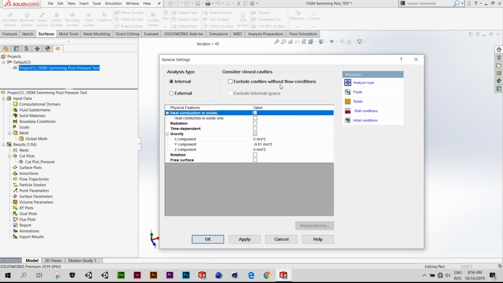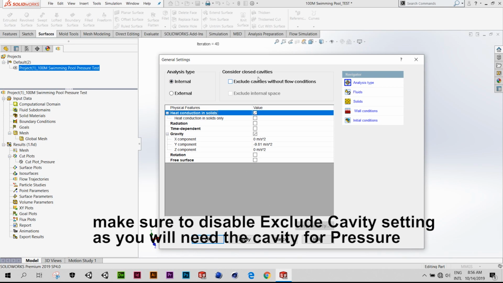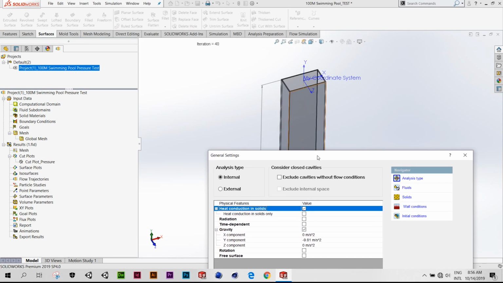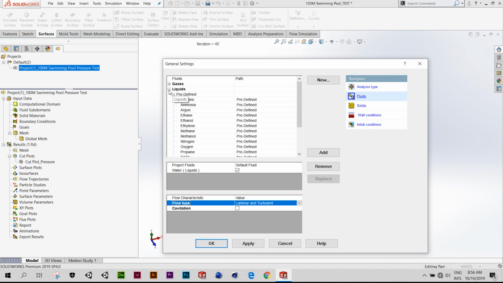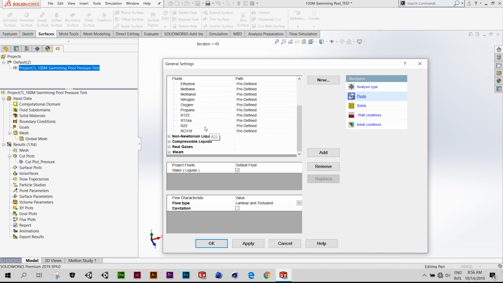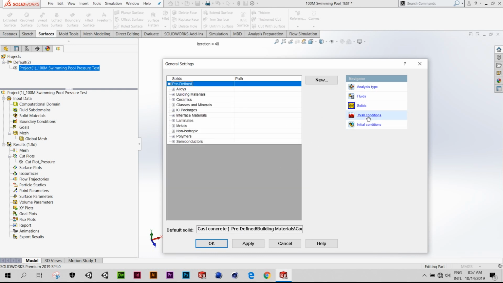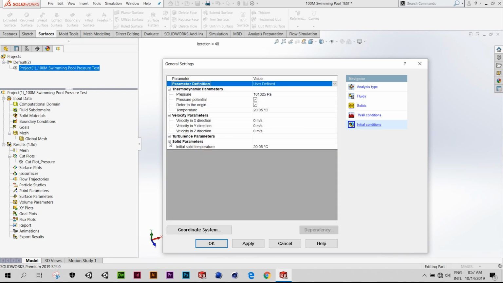And make sure that you do not check this; make it an internal study, because we will need the cavities. You see the cavity in here. We will need to compute the cavity. And in my fluids, I only used water from the liquids. You see, only water, it's already here. And for the solid, I used cast concrete. In the wall conditions, it is an adiabatic wall. Then my initial condition, and this one, you really need to pay attention to.